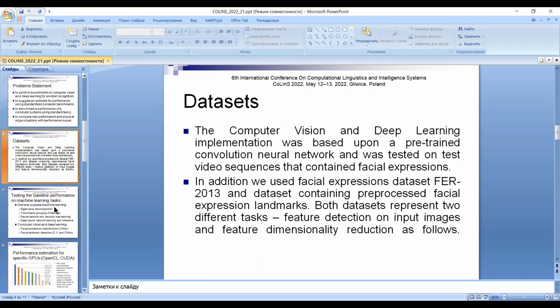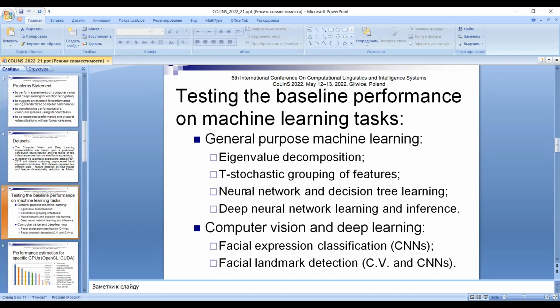So in order to be confident about our system, we also tested general purpose machine learning algorithms, such as eigenvalue decomposition and other methods. I don't want to stop here, just for a moment. And deep learning methods, such as convolutional neural networks, deep autoencoders, and other constructs used for deep learning tasks, such as facial expression classification and facial landmark detection.